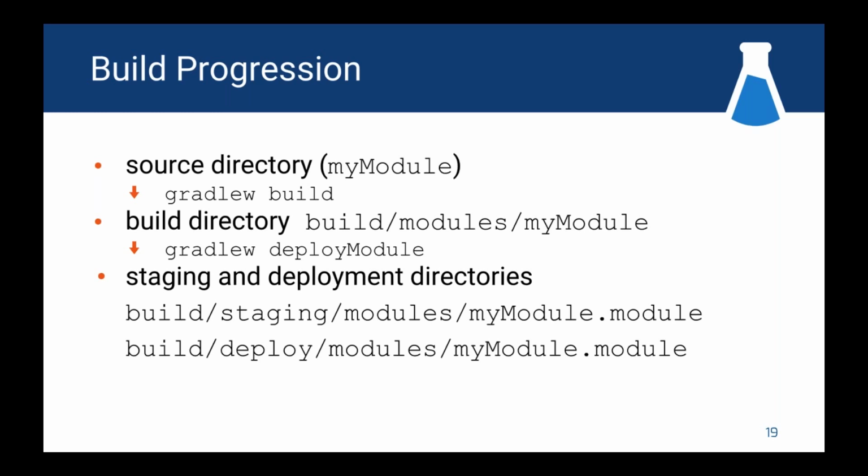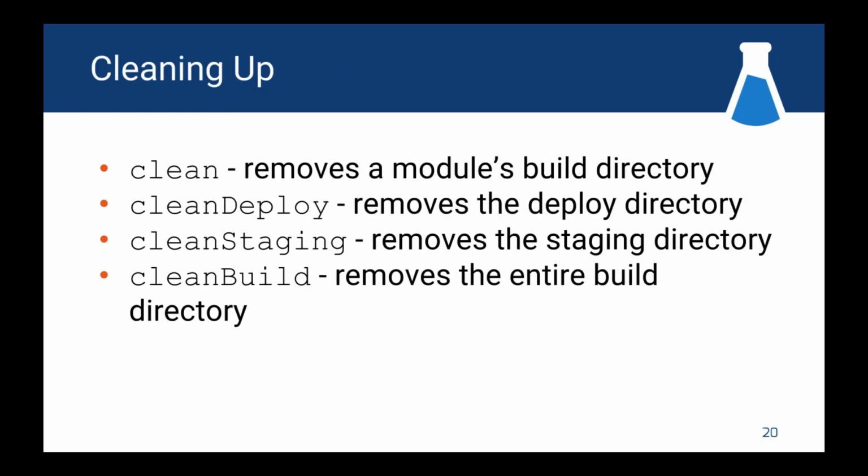And you may remember that when I was showing you the example of building from a LabKey distribution and then switching to building from source, I did a clean staging and a clean deploy. And that was to remove the staging and deploy directories, but not the build directory, because that didn't change. So there are lots of different cleaning commands that you can use, and I encourage you to use the one that is the most targeted for the thing that you need to clean up.